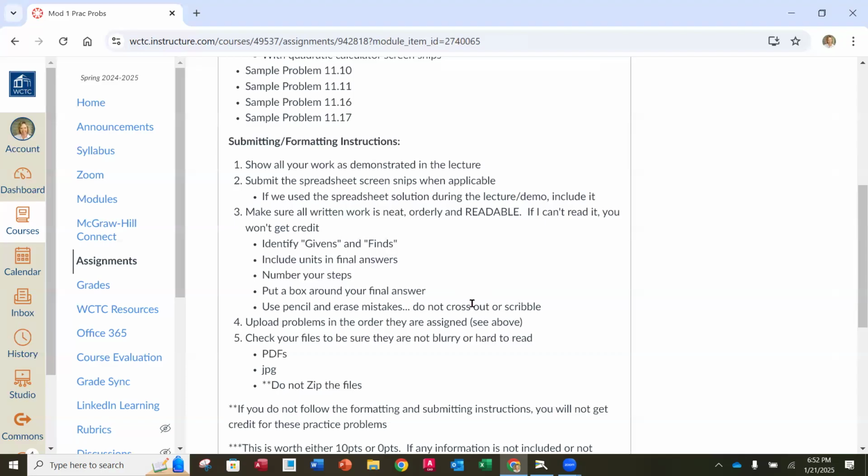Number your steps as you go along. Put a box around your final answer, because then I know that you've answered whatever the question is asking. Use pencil and erase your mistakes. Please do not cross out or scribble, okay? Then it says here, upload your problems in the order that they're assigned.